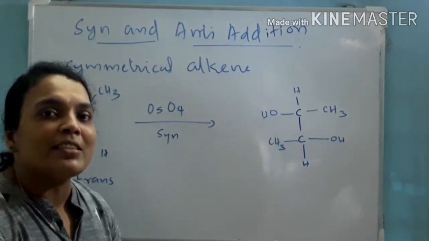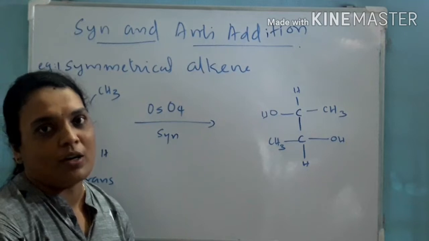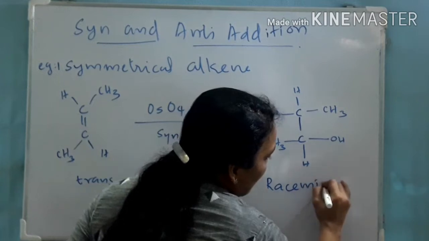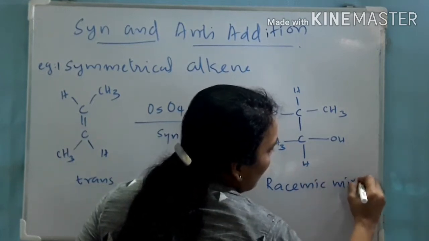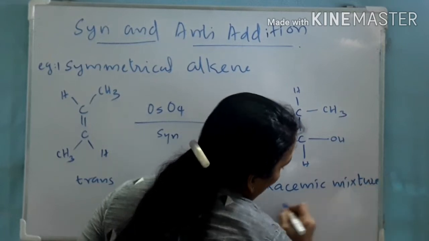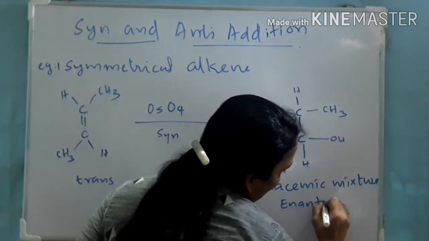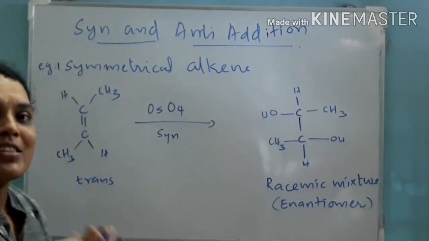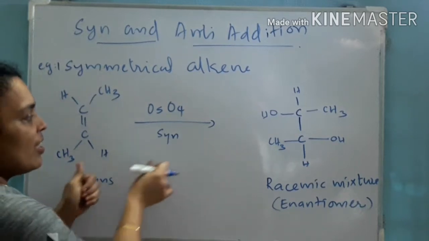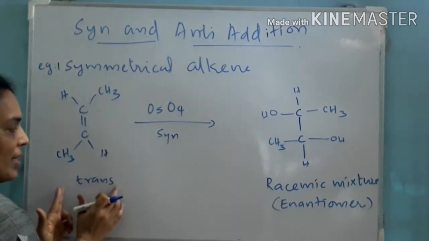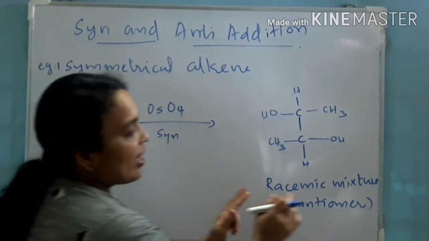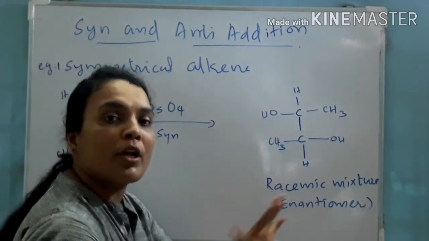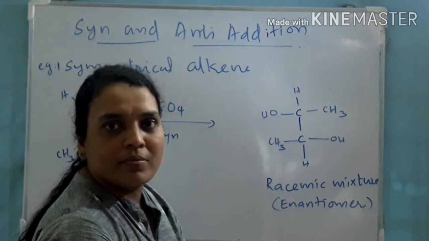What type of isomer is it? It is an enantiomer, or a racemic mixture. So it is a racemic mixture, or enantiomers. So what is our conclusion? A trans compound undergoing syn addition, the product is an enantiomer. Trans compound undergoes syn addition, the product is enantiomer. Got it?